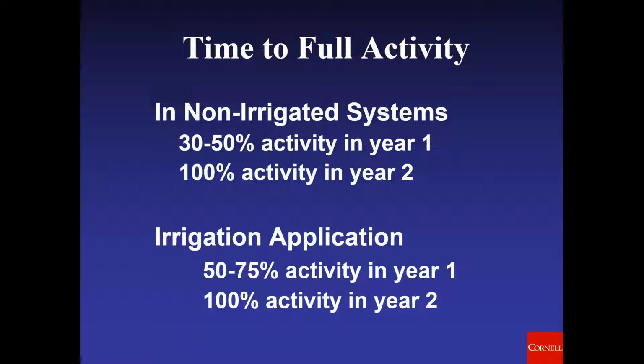So, time to full activity. In our non-irrigated systems in New York, full activity is in year 2. We only get about 30 to 50% activity in year 1. And this is the trait of them being persistent. Also, we're putting them down in streams, and therefore it takes a while to fill in. So if you decide to use biocontrol nematodes and apply them, you want to help them out in year 1, with full activity in year 2. In an irrigation application where we get better coverage, we actually get much higher activity in year 1.